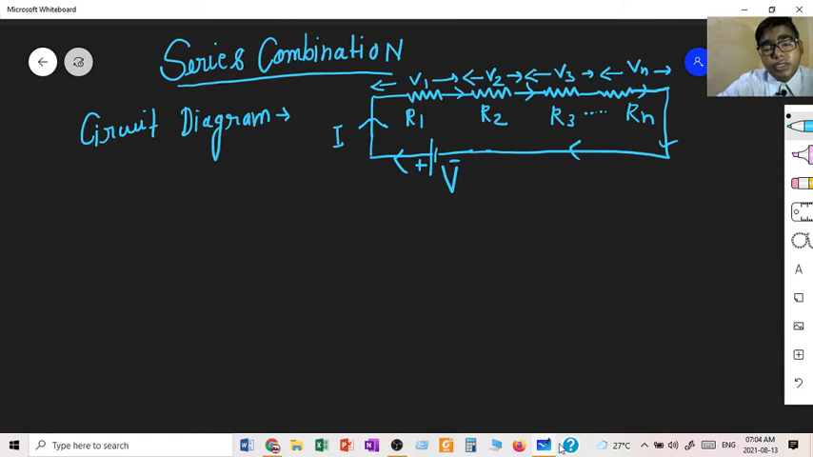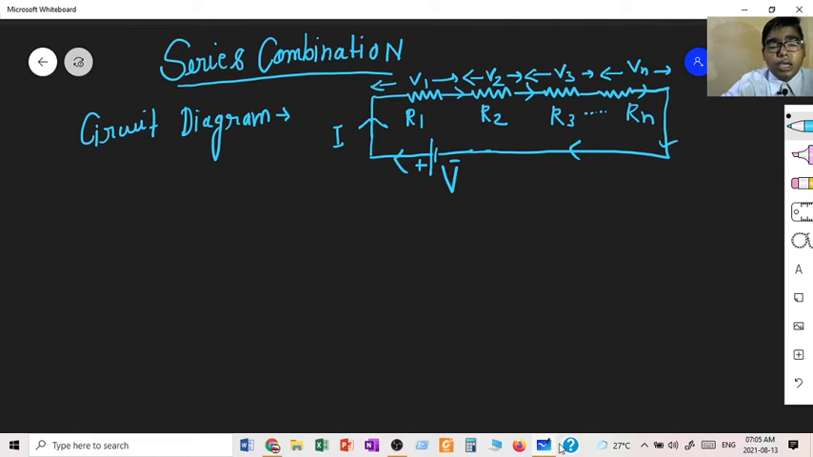The cell or battery we are assuming is ideal, so we assume that there is no internal resistance of the battery. If the resistance of the battery is given, then simply connect it in series. The voltage of the battery will be dropped where? The voltage of the battery will be dropped across R1, R2, R3 and Rn.